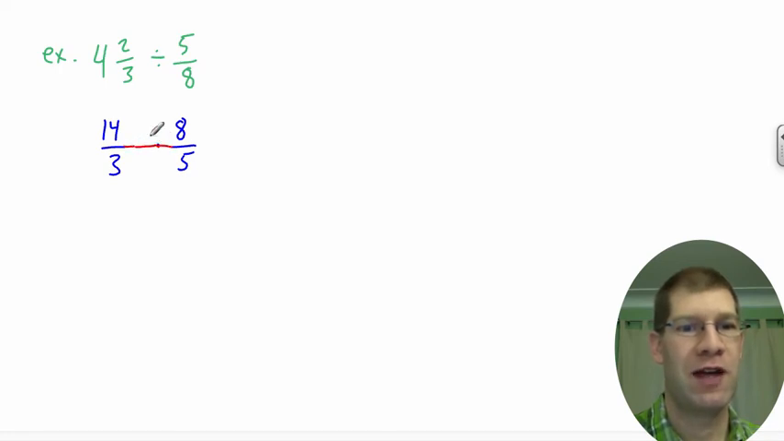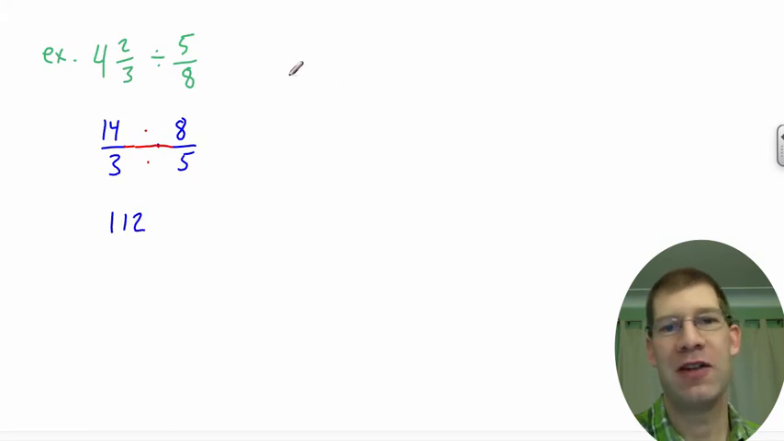So I'm going to do that. But before I multiply, I'm going to see, can I reduce anything, because that'd make life easier. And it looks like I can't, because 5 doesn't go into that, and 3 doesn't go into that, and 3 and 5 are both prime numbers. Okay, so then we just do the math. We have 14 times 8, which is kind of like 80 plus 32, so 112.